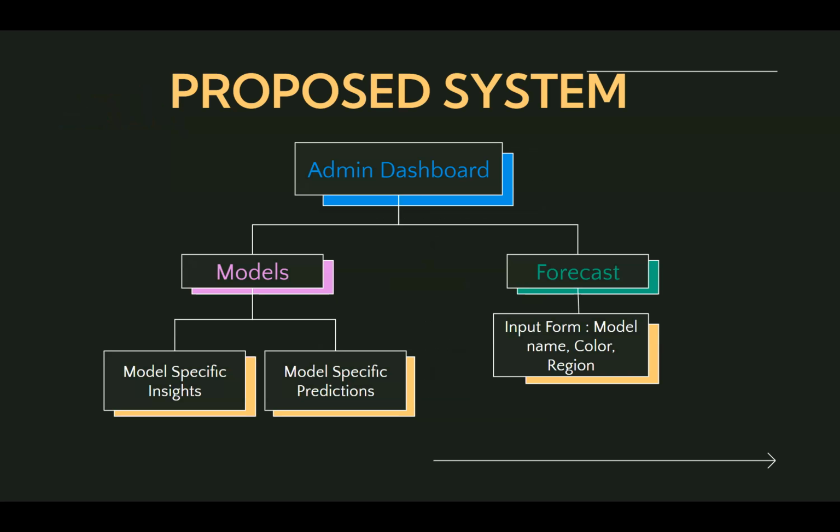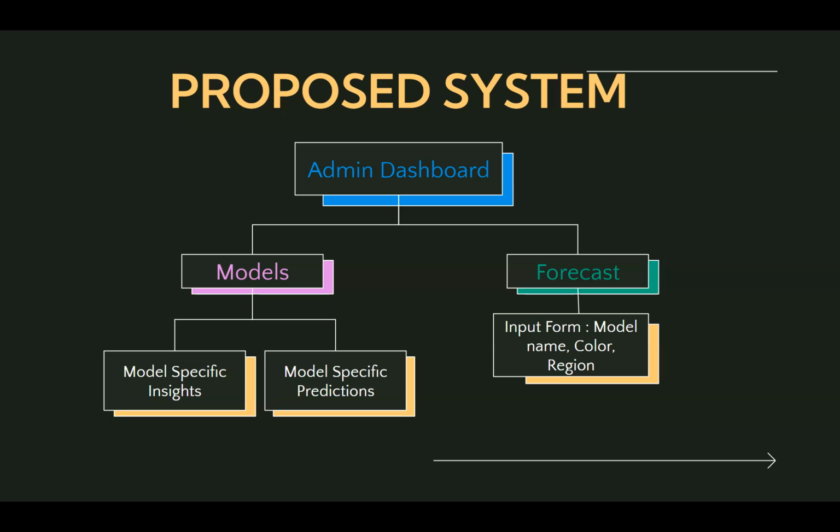We will now see what we have implemented using this system, and we will also see some photos of the system in the next slides. This is the overall flowchart, where the administrator can log into the admin mode, and then there are two functions: models and forecasts. Model-specific insights and model-specific predictions are the two parts in the models, where the graphs are shown, and you can accurately see the forecasted value and the insight value for the particular model.